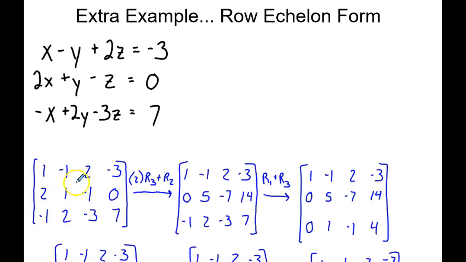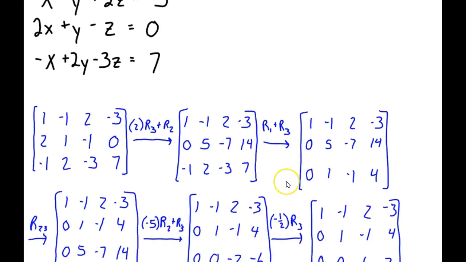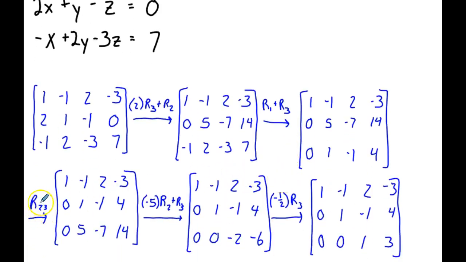So first, writing this system in matrix form, we have 1, negative 1, 2, negative 3, 2, 1, negative 1, 0, negative 1, 2, negative 3, 7. First thing I chose to do was multiply row 3 by 2, and then add that to row 2. Next, I added row 1 and row 3 together. After that, I interchanged rows 2 and 3. The next step, I multiplied row 2 by negative 5 and added that result to row 3. And then the last step to get it into row echelon form was to multiply row 3 by negative 1/2. So here's the matrix I ended up with.